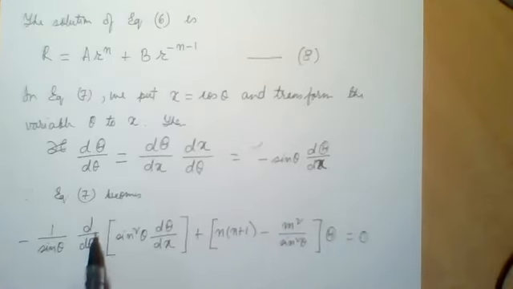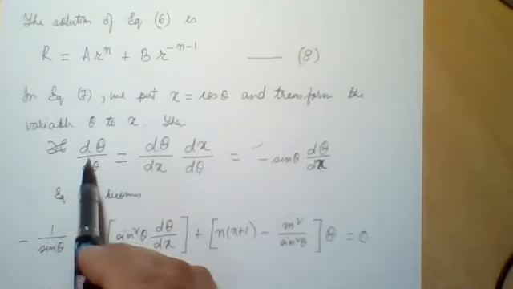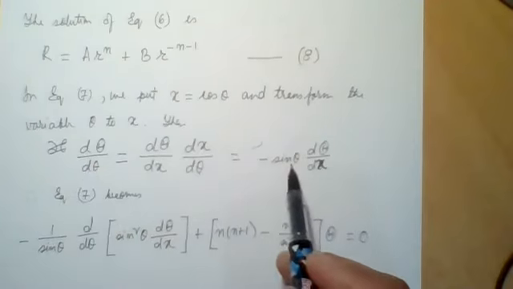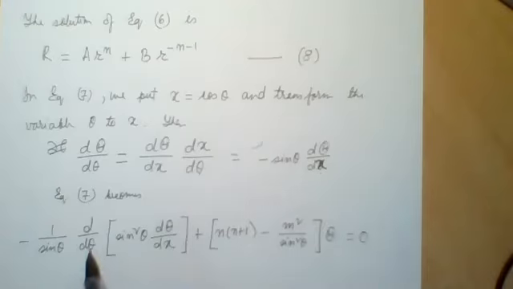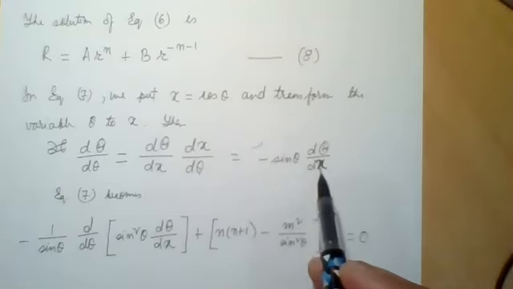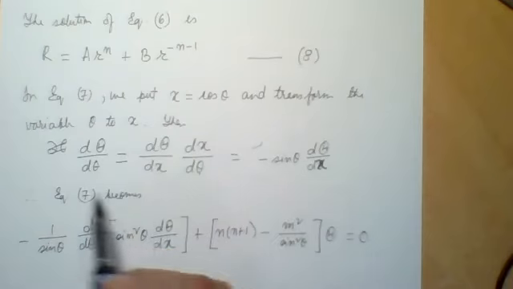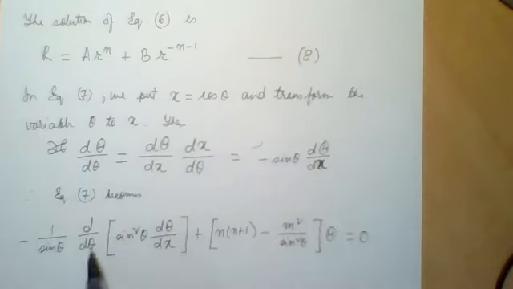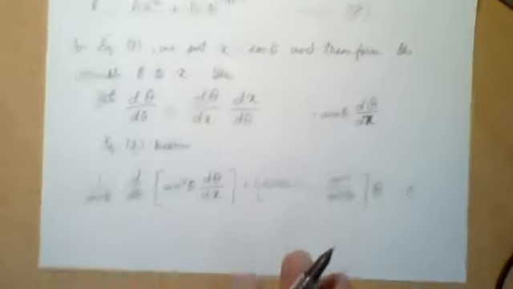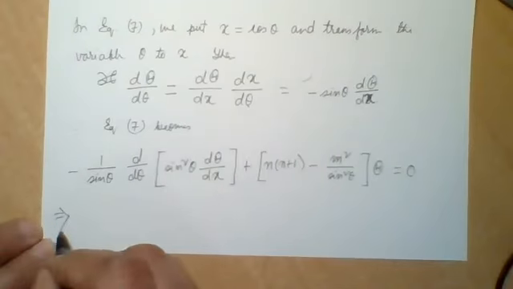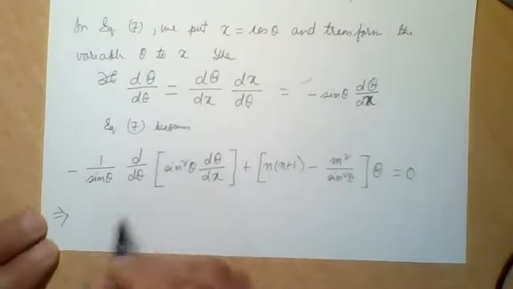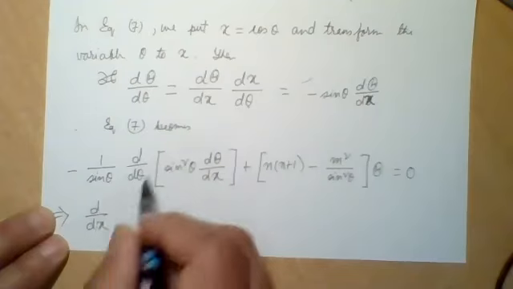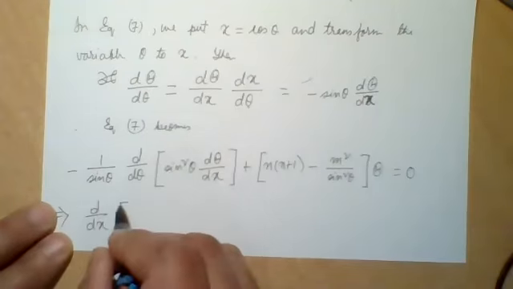Then 1 by sin theta d by d theta. This d by d theta is equal to minus sin theta d by dx. So if I take minus sin theta to the left, I get minus 1 by sin theta d by d theta is equal to d by dx. This whole term becomes d by dx.